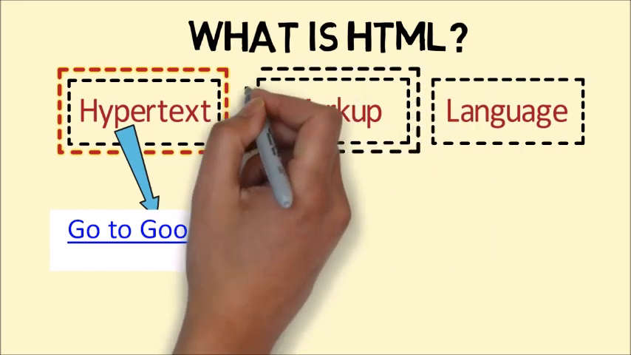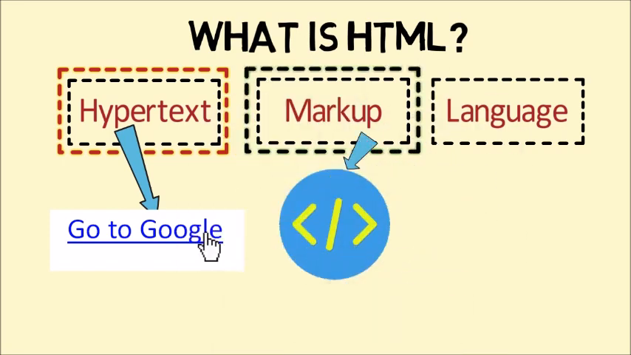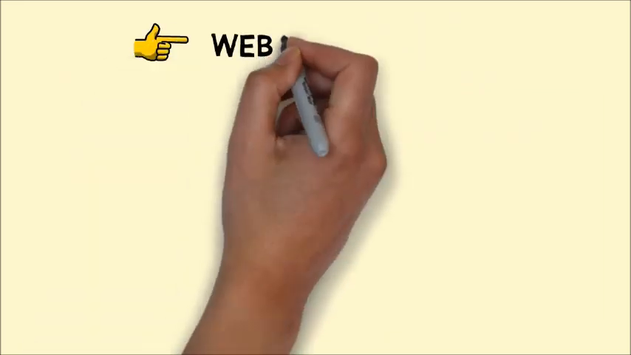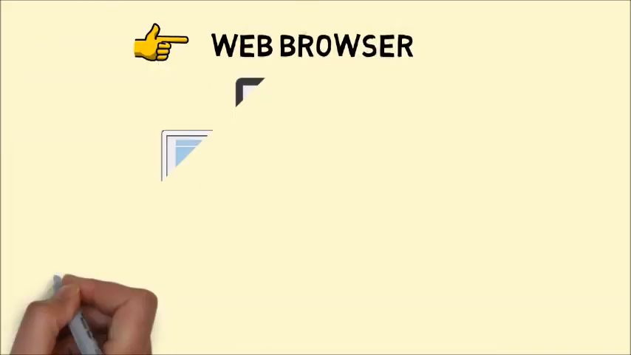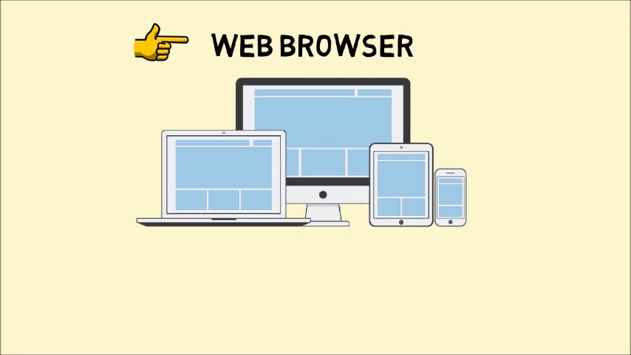What about the word markup? Markup means that HTML uses the concept of tags, and tags are actually the commands to the web browser that specify how a web page is to be displayed or what it contains. Wait. Before I go further, please note that a web browser is software that you install in your computer, laptop, mobile, or even your tablet to view the web pages.